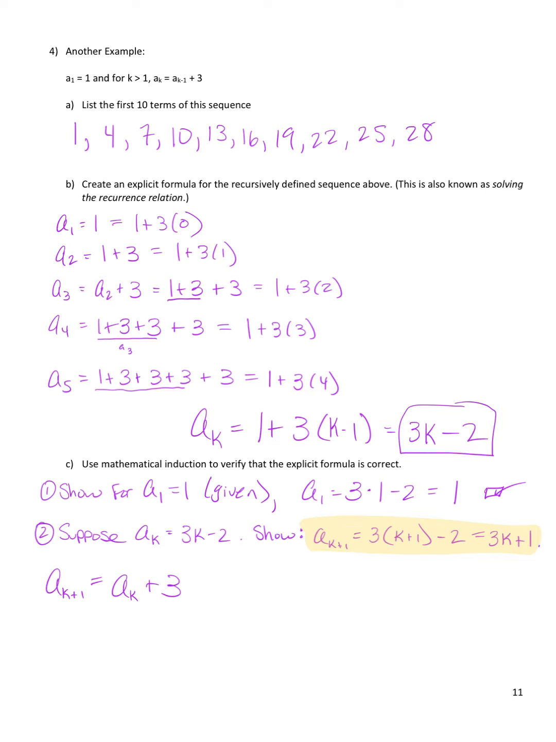Now, a sub k, I am supposing, is 3k minus 2. So I'm going to replace this a sub k with a 3k minus 2. And then that simplifies to 3k plus 1, which is exactly what I was trying to show a sub k plus 1 equals.